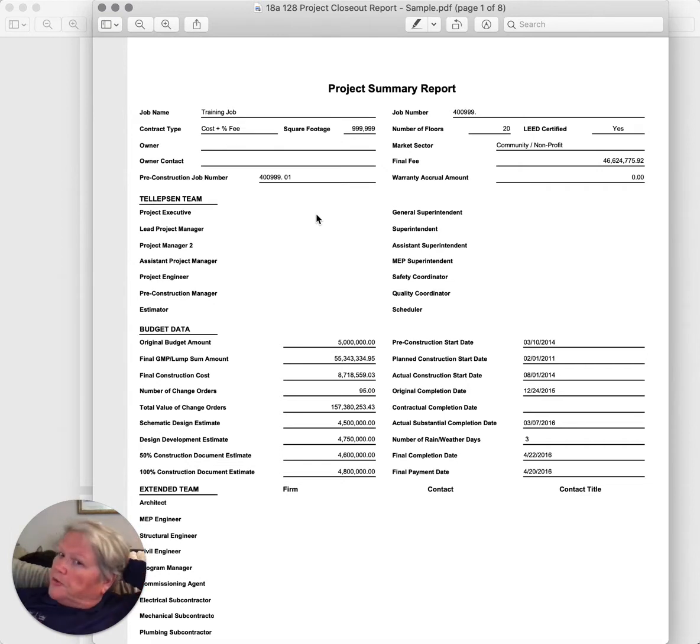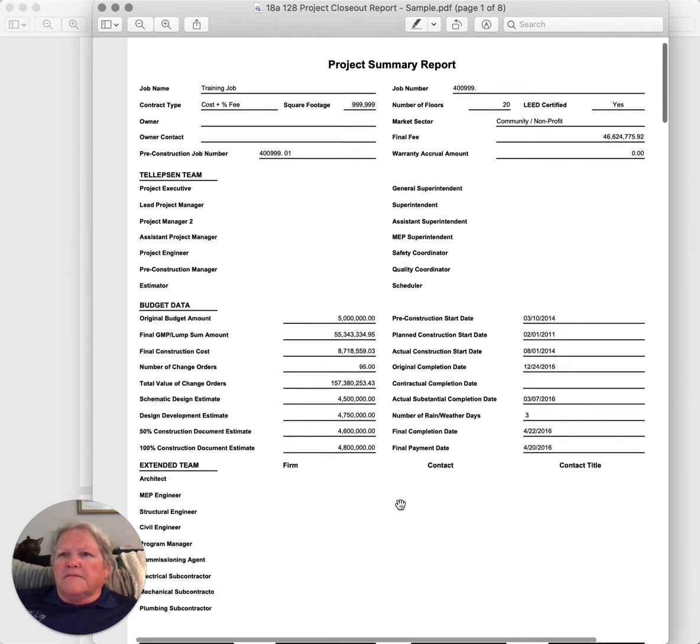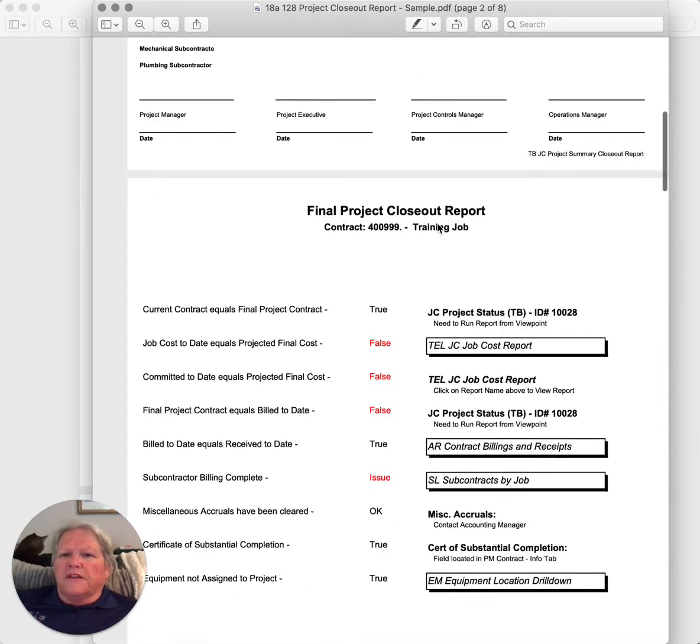So when you finish a project out, it's really important that you have documented what that project was, how big it was, what the dollar amount was, the square footage, who was the architect, so you can post people for referrals for different projects. And this is a sample of a project summary closeout where all the team members are listed, all the data, the owner, the contract amount, final fee, those sort of things are shown.